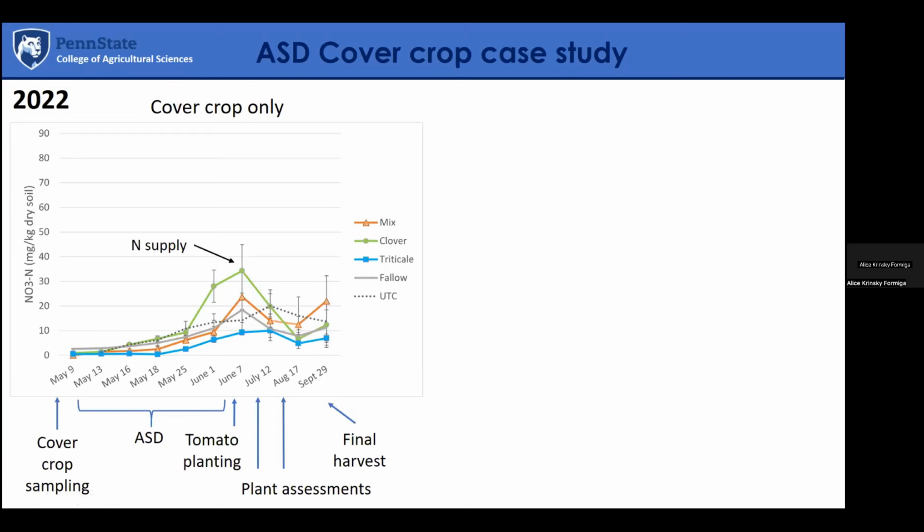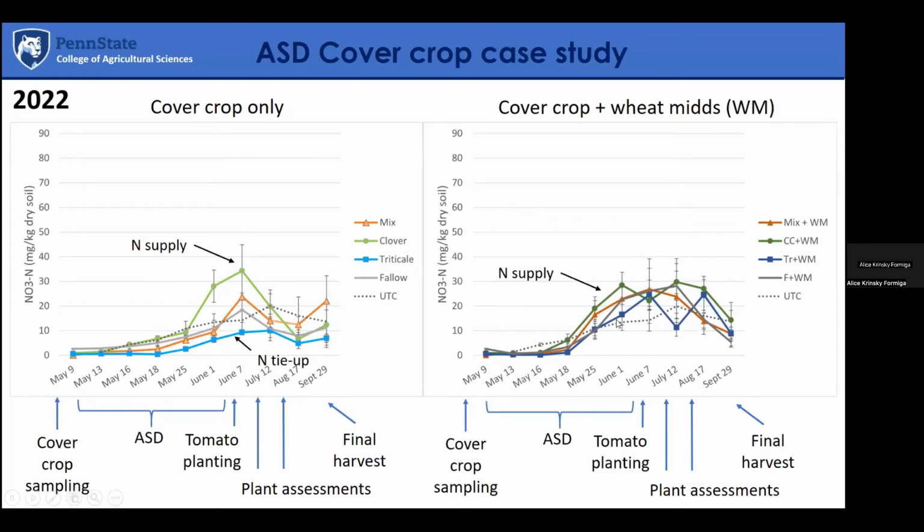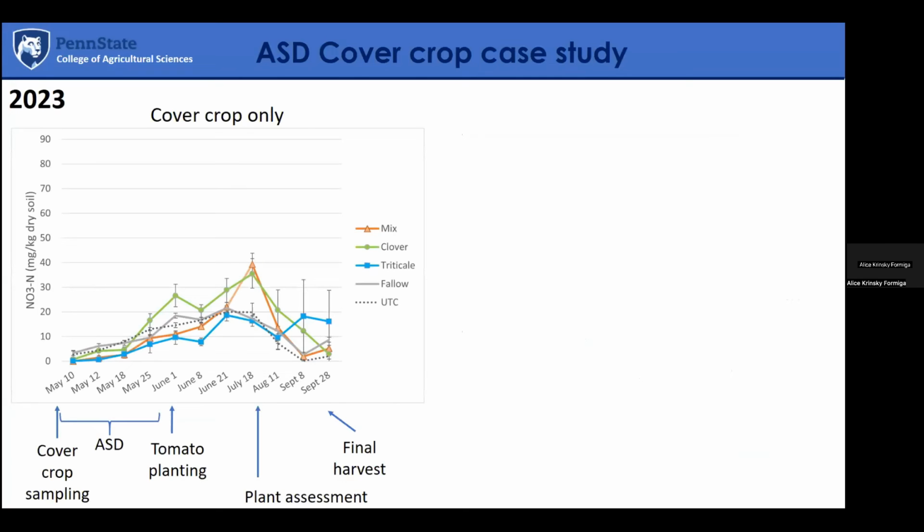And so you can see that the crimson clover line is above our fallow control, whereas our triticale is down below the fallow control, indicating that nitrogen is being tied up in those residues by the soil microbes. Now we'll move on to looking at the cover crops with the wheat mids added. And so you can see a similar pattern here with the exception that for the mixture and the triticale, adding the wheat mids tended to increase the soil nitrogen levels compared to when they were just grown without the wheat mids.